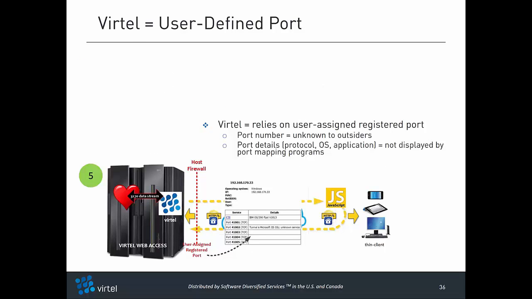Instead, Virtel relies on so-called user-assigned registered ports, which are defined by the system programmer. With such a port, the port number is unknown to outsiders, and the port details cannot be retrieved with a simple port mapping program. So potential attackers don't know the communication protocol used on the port, or the operating system and applications running behind the port, which makes it more difficult to attack the host via the Virtel assigned port.